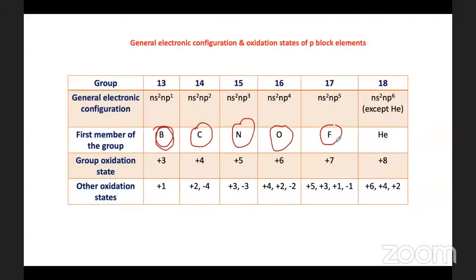18 is helium. So you see here, if we see the general electronic configuration of group 13 elements, it is ns2 np1.